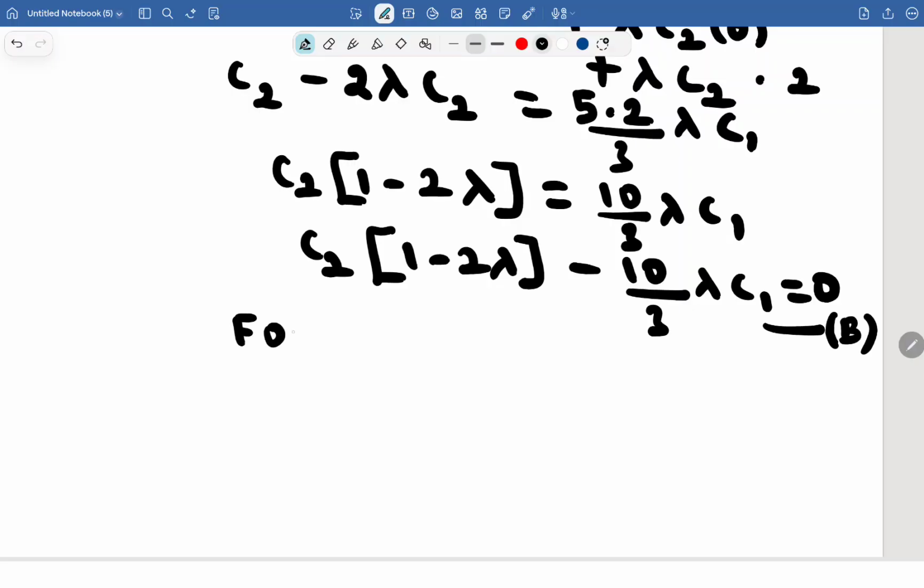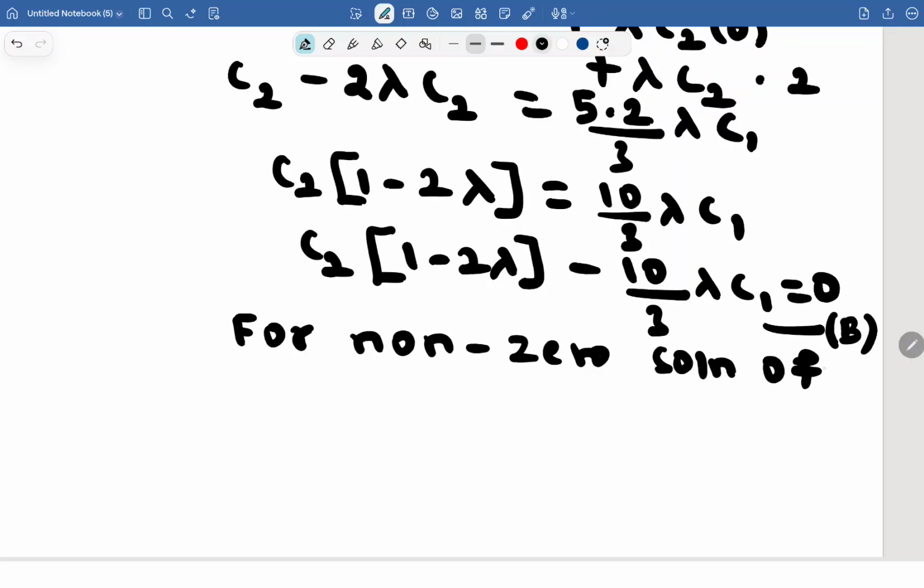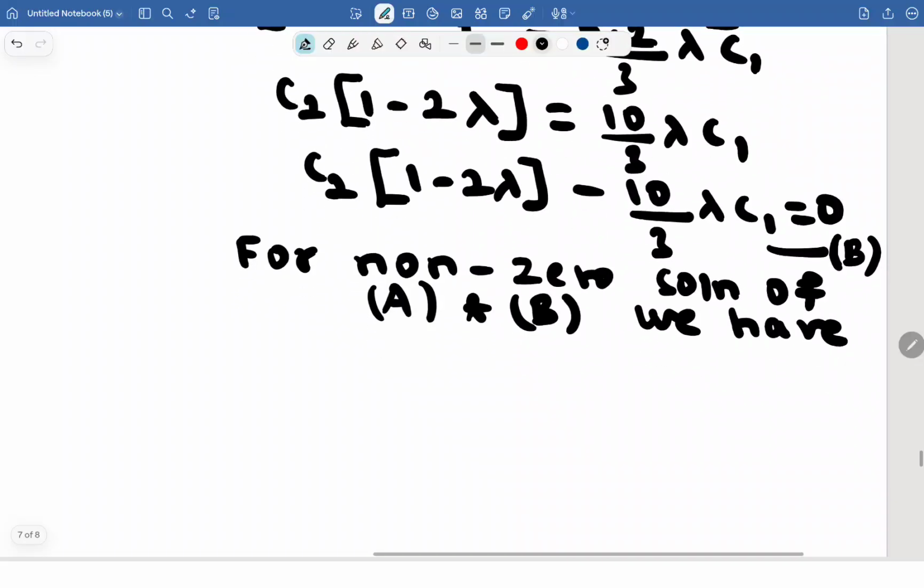For non-zero solution of equation A and B, we have determinant. Write the coefficient of C1 and C2 from A and B. For the first row, write the equation. From the equation A, write the coefficient of C1 and C2.